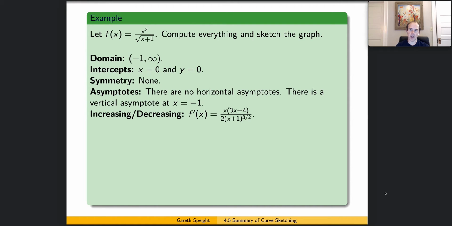So when could the sign change? The sign could change when each of these individual factors is 0. So in particular, it could change at x equals 0. It could change when 3x plus 4 equals 0, which would be x equals minus 4/3. But remember, the domain is only minus 1 to infinity, and minus 4/3 is not in the domain. So actually, that doesn't give us a place where the sign can change inside the domain.